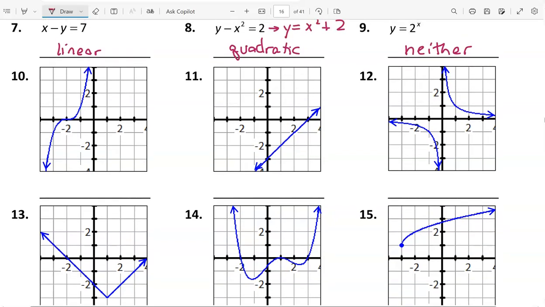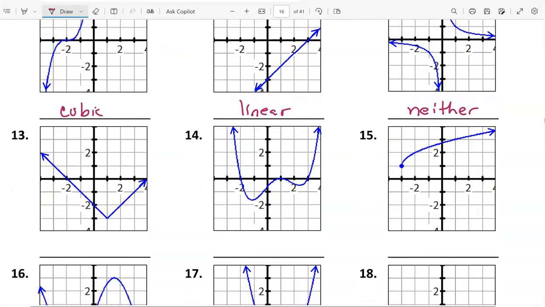For number 10, this looks like the shape of a cubic function. Number 11 is a line, so that's linear. Number 12 doesn't fit into any of those categories. Number 13 is a V-shape, so that would be an absolute value function.